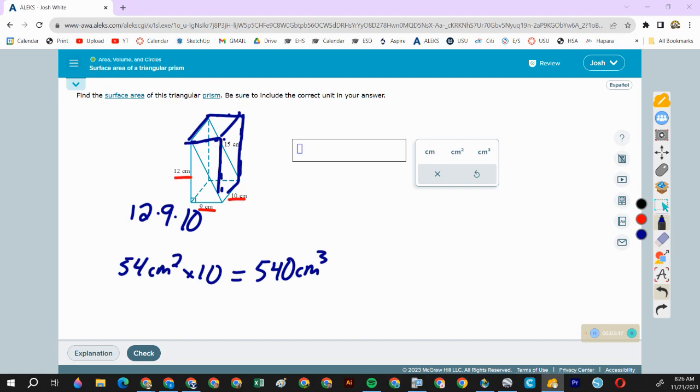So I multiply all three of those together, and then that is the volume of the rectangular prism, and then we just times it by 1/2, and that will give me 540.